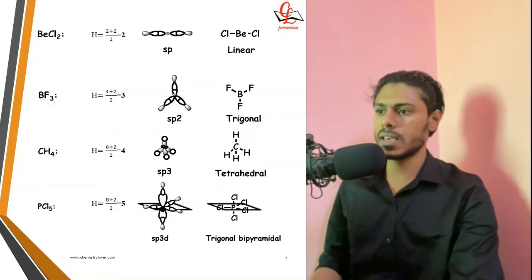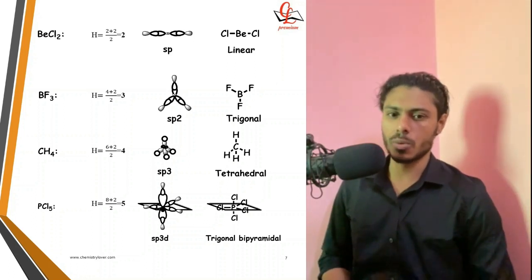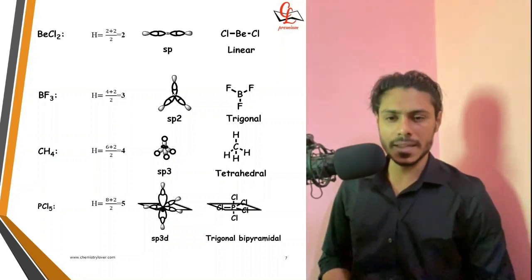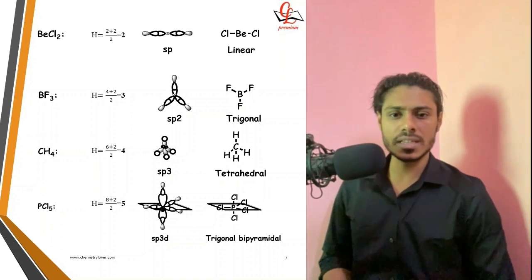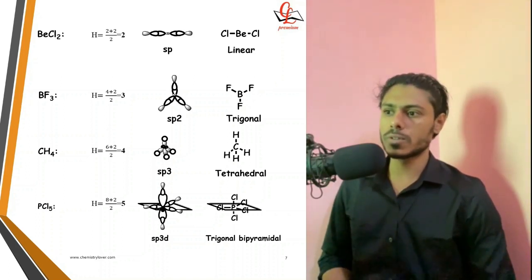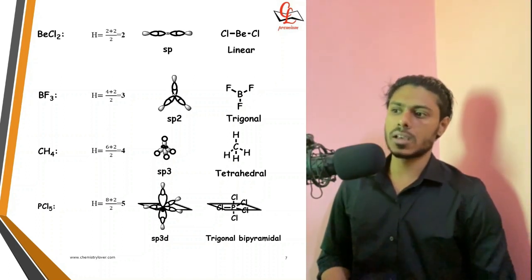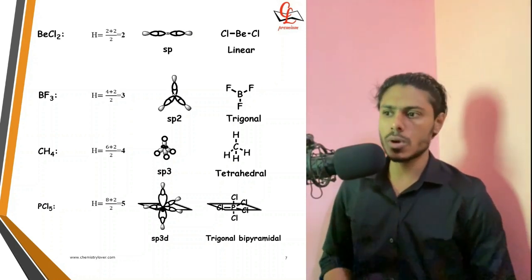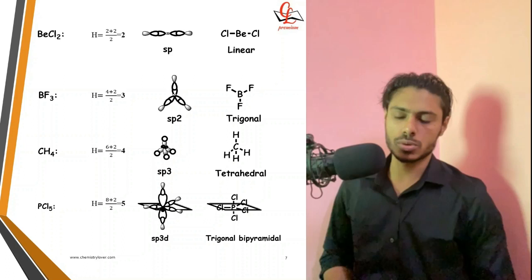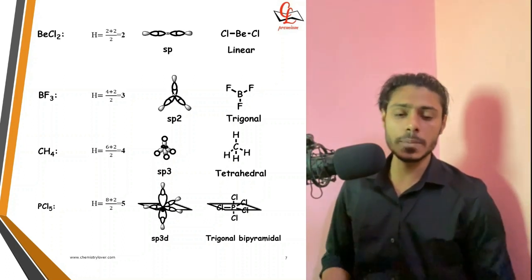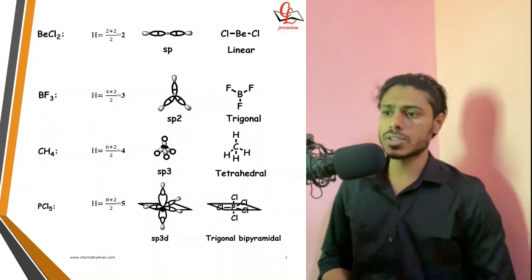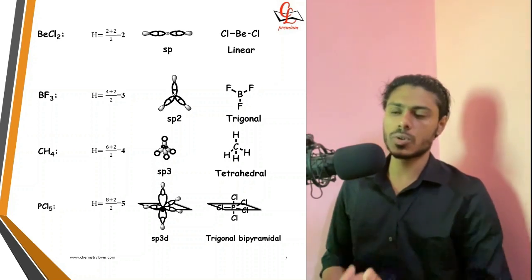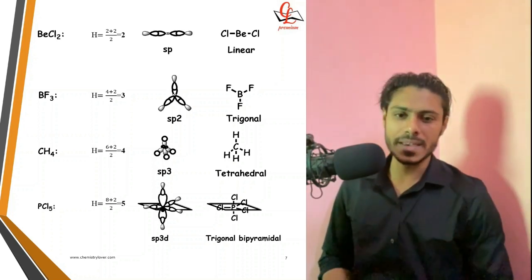For example, here first we have BeCl2, where the central atom is beryllium and it has 2 electrons in its valence shell. So we put V as 2, and there are 2 chlorine atoms, so number of monovalent atoms are 2. So (2 plus 2) by 2 we get 2, so value of H is 2, and we know if the value of H is 2, the hybridization will be sp and the structure will be linear. So this is the structure of BeCl2.